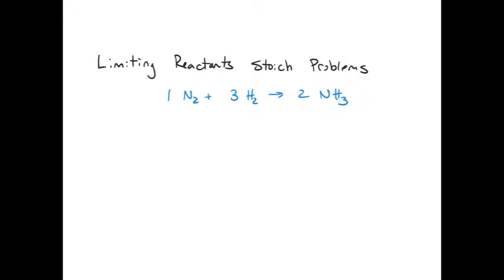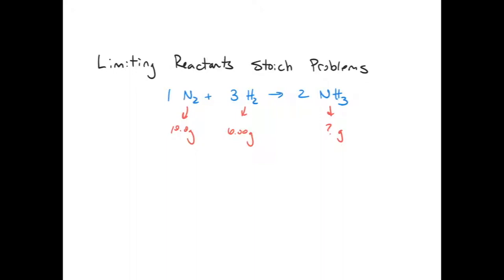For example, if I start with 10 grams of this and I ask you how many grams of NH3 are produced, we've simply just forgotten about the 3 moles of H2 in this process. But in a limiting reactants problem, I actually give you 2 starting amounts. And so maybe I give you 10 grams of this and maybe like 6 grams of H2. So what's different about these problems is instead of one starting number, you in fact have 2 starting numbers.